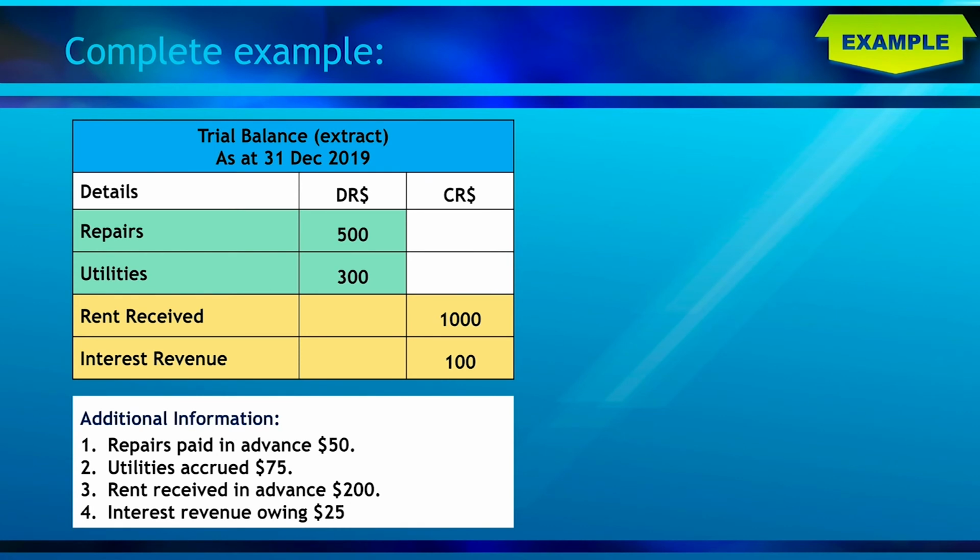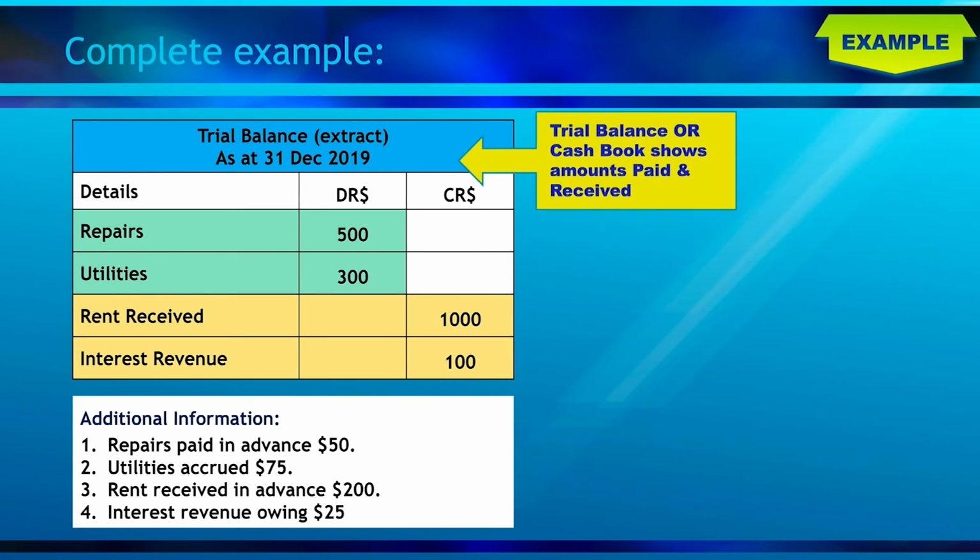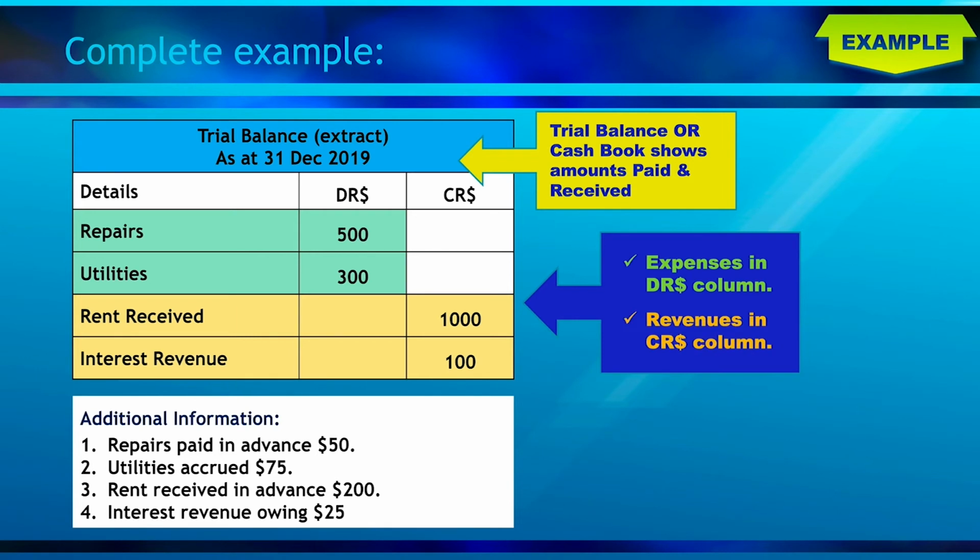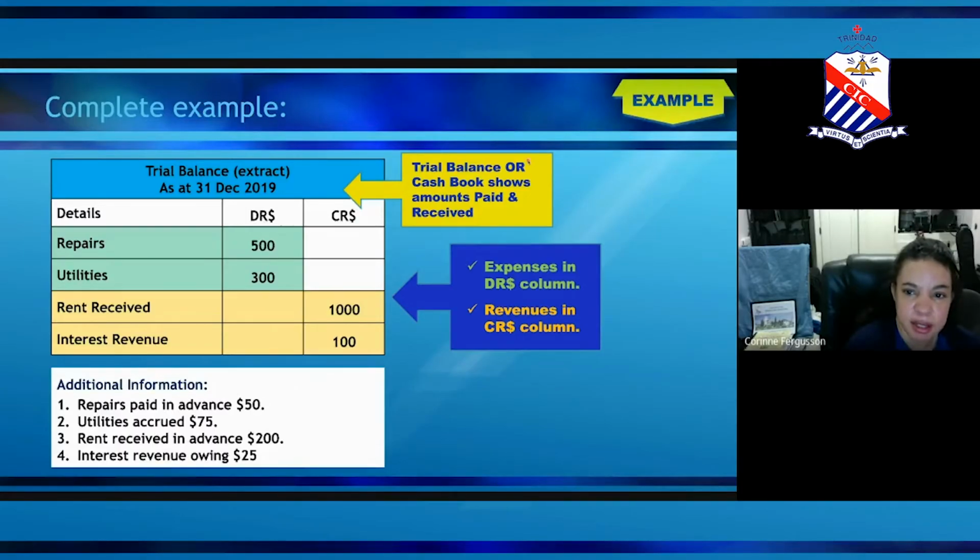So we are going to do an example. Everybody sees the trial balance. Remember your trial balance with your debits and your credits. Your expenses will be debits, of course, and your revenues will be credits. So the trial balance or the cash book, but in this case we are using a trial balance, shows the amounts that are paid and received.